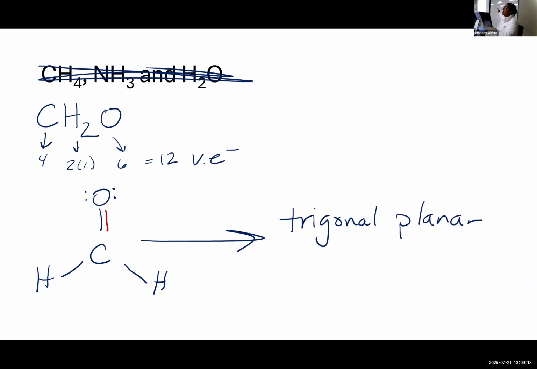What hybridization is happening on this formaldehyde? There are 3 things attached, so this is sp2. The double bond doesn't make any change to the overall shape or geometry. Yeah, it counts as one thing. Great question.